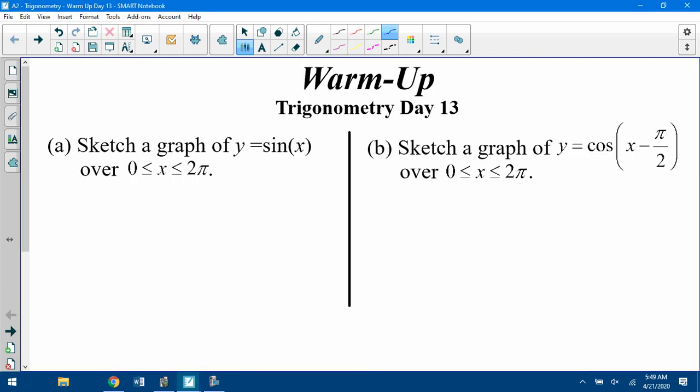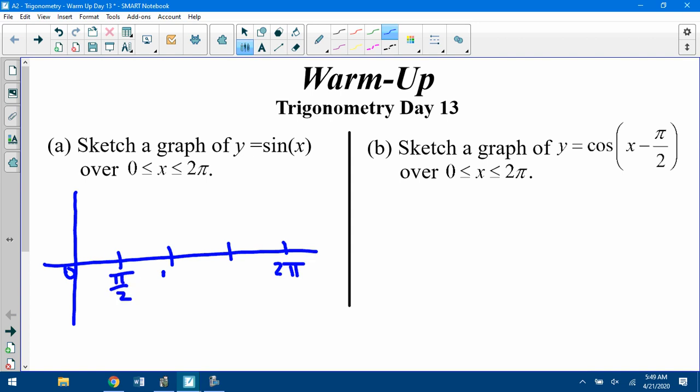Now this warm up's a little weird, so let's just do it together. Part A, I think you could do totally fine. Sketch a graph of y equals sine of x between 0 and 2 pi. All right, so we got nothing crazy going on. We're just going to set up some axes. This is obviously 0, pi over 2, pi, 3 pi over 2, 2 pi. So this is the normal cycle of sine, the first cycle of sine that you ever saw. It went up to 1, it went down to -1.